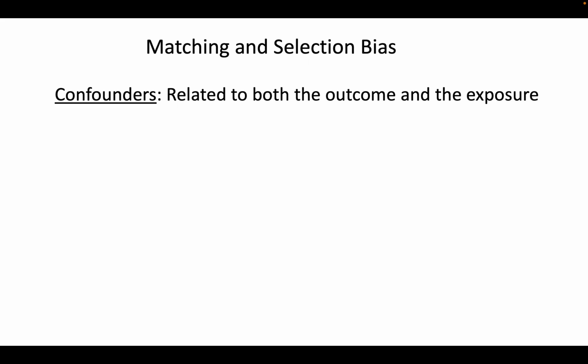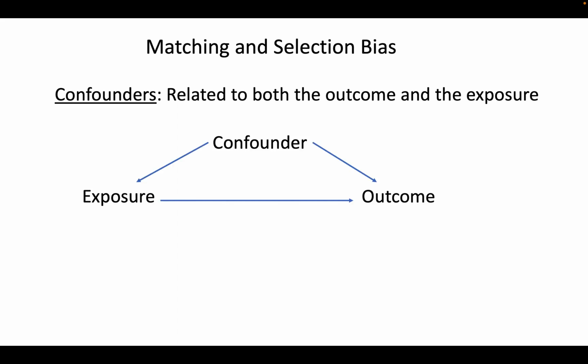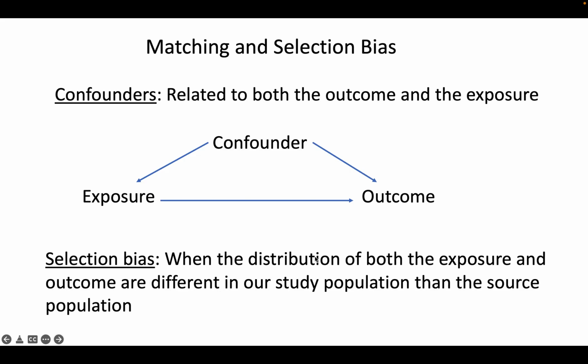So matching kind of introduces selection bias, and that's an interesting idea that I just learned about now reading the textbook, which is pretty neat. Like I was saying at the beginning, a confounder is related to both the exposure and the outcome. Selection bias is when the distribution of the exposure and outcome differs in your population than the source population. And when that happens, it's basically because your criteria for inclusion into the study is somehow related to both the exposure and the outcome.